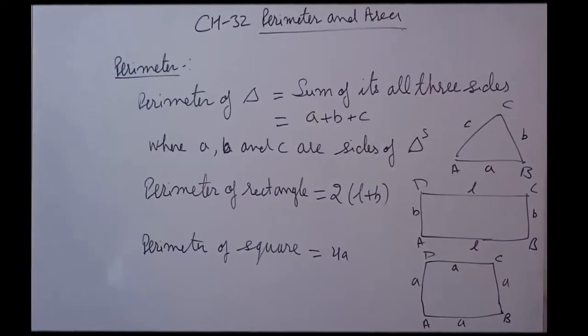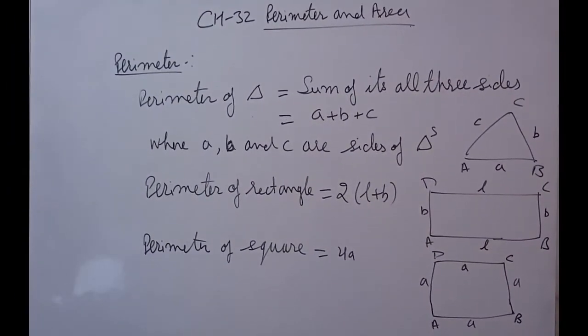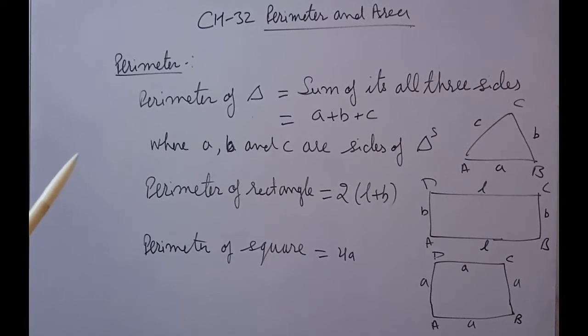Today we will study chapter 32, perimeter and area of plane figures. In that we will study about the perimeter of the closed figure and the area. Now we will take the first, perimeter.